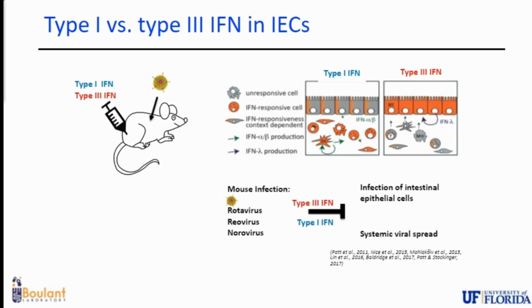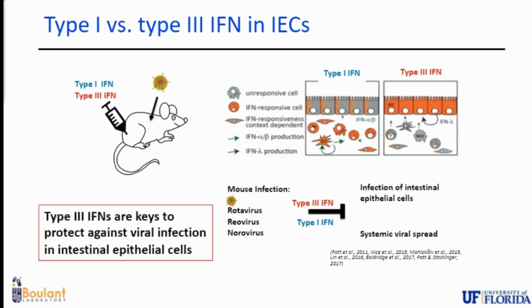And this actually leads to this model now that the type 1 interferon is important to protect against systemic spread of viruses, while the type 3 interferon is really important to protect the intestinal epithelium cells themselves. And this is not only true in a murine model, but also in a human model, where we can show that the type 3 interferon are really key in these cells.